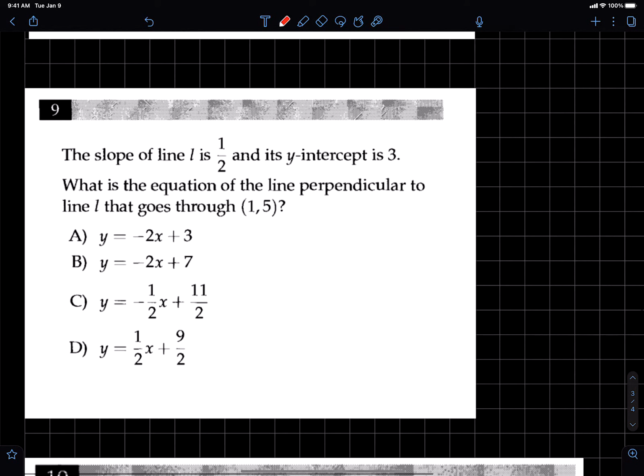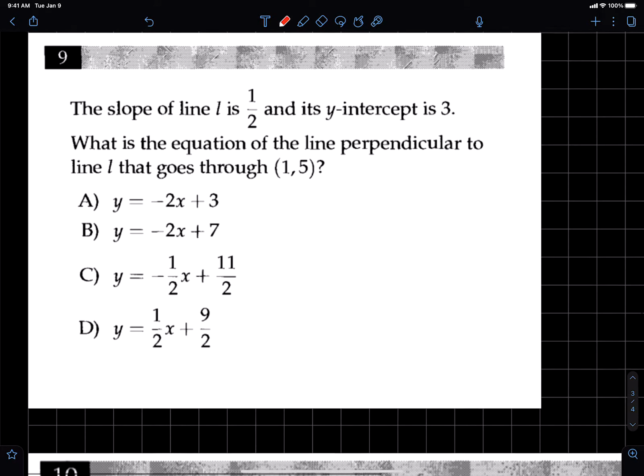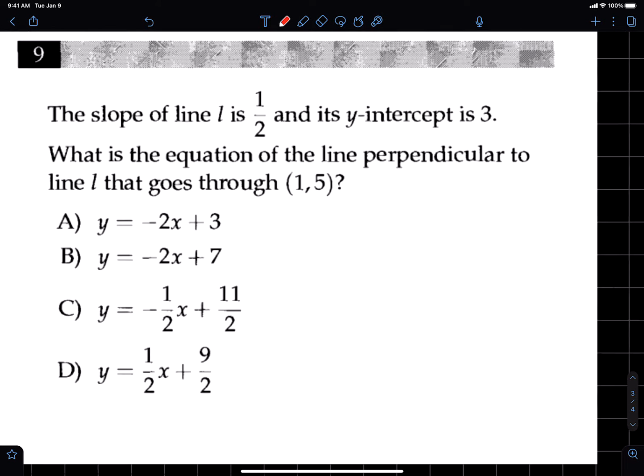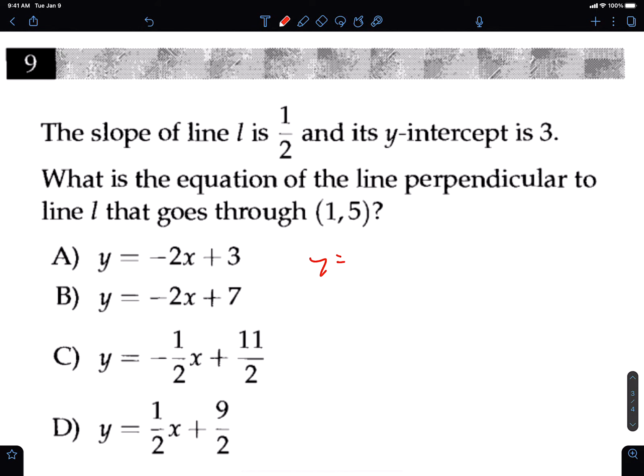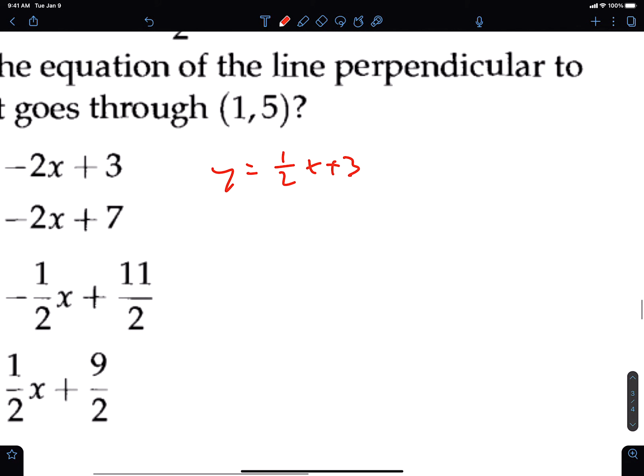Number 9. The slope of line L is 1/2 and its y-intercept is 3. What is the equation of the line perpendicular to the line L that goes through 1, 5? Okay, so let's go ahead and write the equation of line L. So we know the slope is 1/2, y equals 1/2 x plus 3. What is the equation of the line perpendicular to line L? Okay, remember, perpendicular lines have opposite reciprocal slopes.